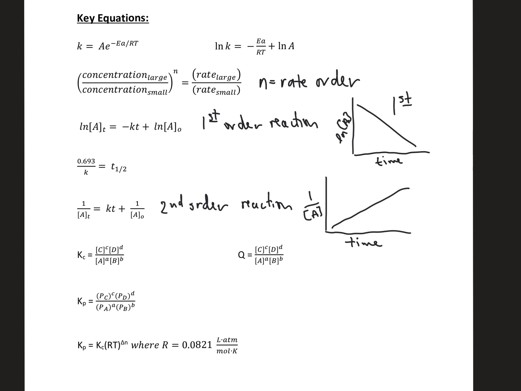If it's 1 over concentration versus time, and it has a positive slope and it's linear, that is a second order reaction. And that sums up the main equations for Module 13. For Module 14, we looked at equilibrium and our equilibrium constants.